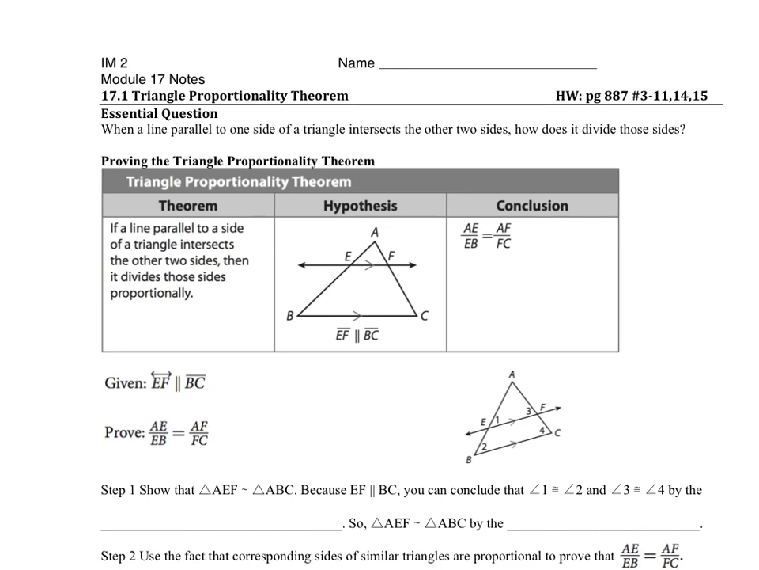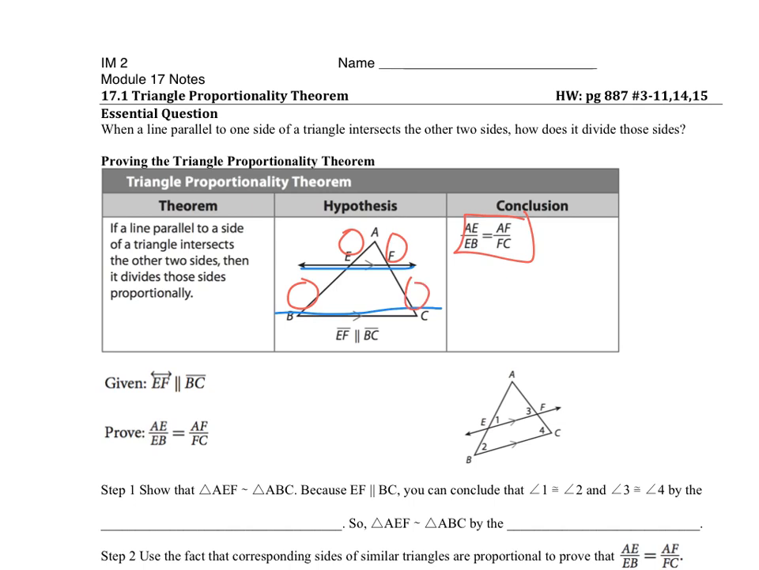Now, the actual theorem states if a line parallel, so that's EF here, to a side of a triangle, which would be BC here. Since we know those two lines are parallel, what that does for us is it gives us this proportion here. It takes the top to the bottom half of that triangle, and the top of the other side to the bottom half of that triangle.